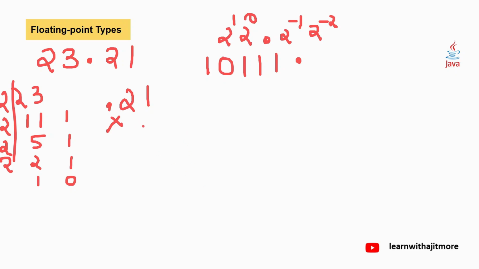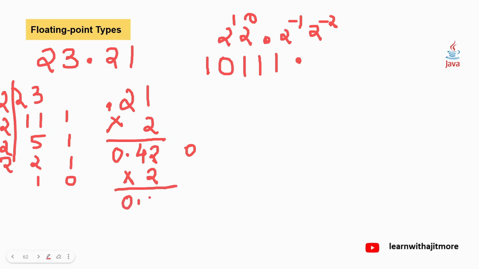So what you have to do is multiply it by 2. Okay, it will be 0.42. Take this 0, and now multiply again with 2 the remaining part, whatever is after the dot. What is before the dot, don't consider. Just take that 0. Now you will get 0.84. Again take that 0.